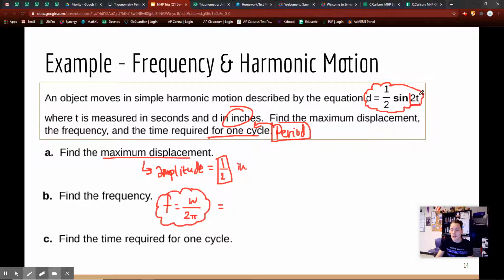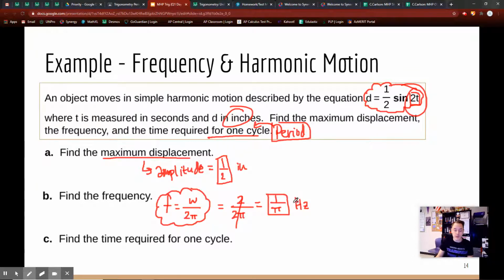So what's my omega? Well, my omega right here is 2 at the very top. So my B value is 2. This is all over 2 pi. And then the 2's go poofy, and so this is 1 all over pi. And technically, because it's frequency, it is going to be in hertz, right? But you don't need to know that. Math Excel will already have that for you.